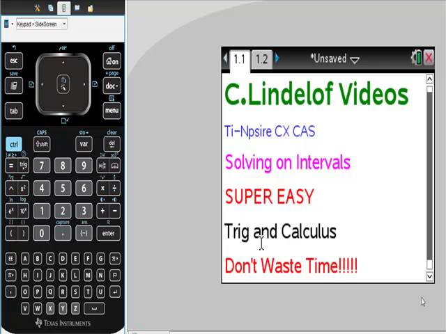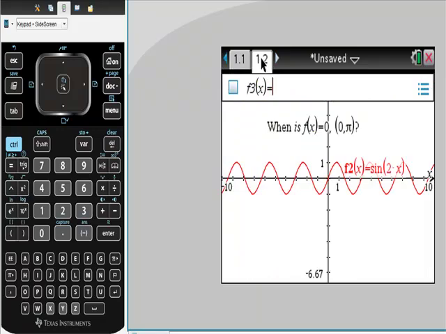It especially comes up in trigonometric functions and in calculus, where either you want something on a specific interval or you have a function like a trig function where a value shows up over and over and over again. So just to give you a peek at what I'm talking about, it would look like this. Here we have the function f of x is equal to sine of 2x, and the question is, when is f of x equal to 0 on the interval 0 to pi?